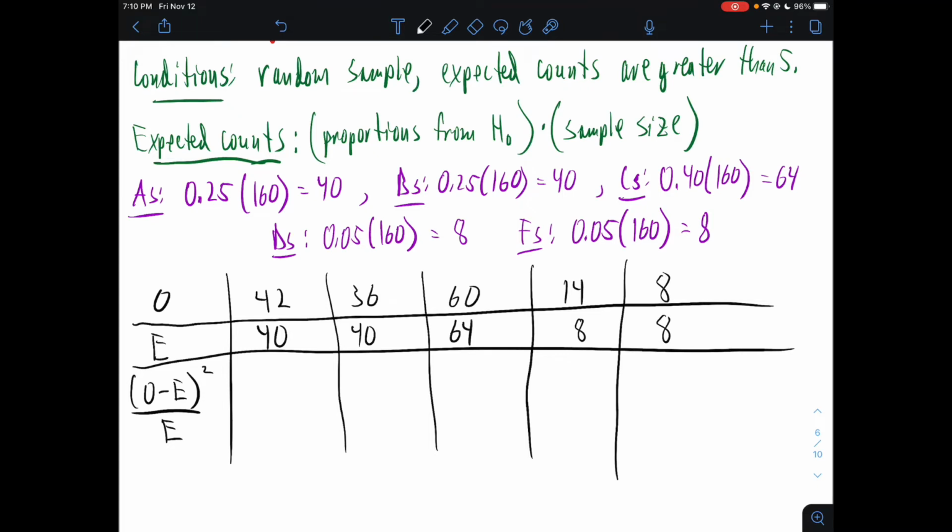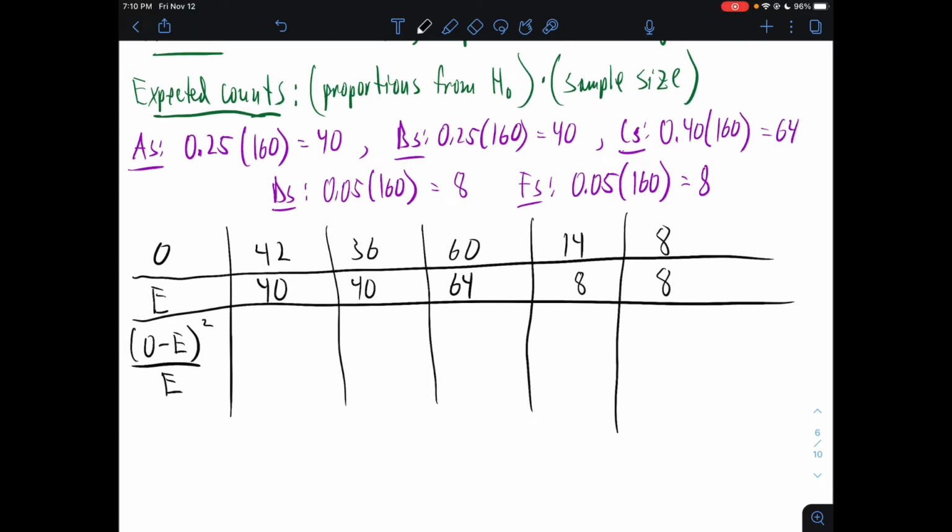So then calculating this next row, you did this online. First, start by subtracting 42 minus 40. When you do that, you get 2. 42 minus 40 is 2. And then you're going to square that, which is 4, and then divide that by 40. So just to show you the work, 42 minus 40 squared divided by 40. 42 minus 40 is 2. This turns into 4 divided by 40. And so that gives you 0.1.